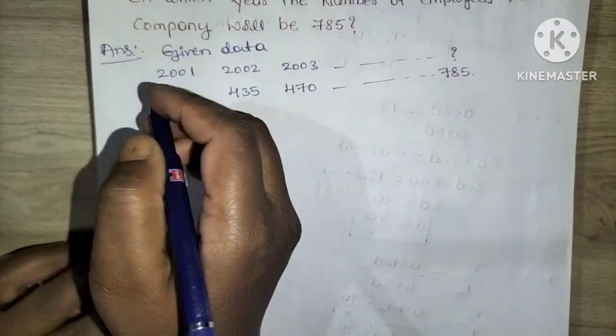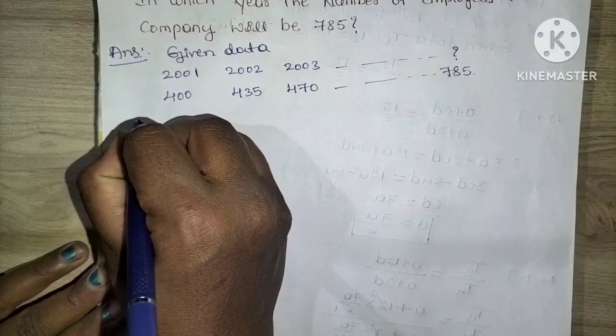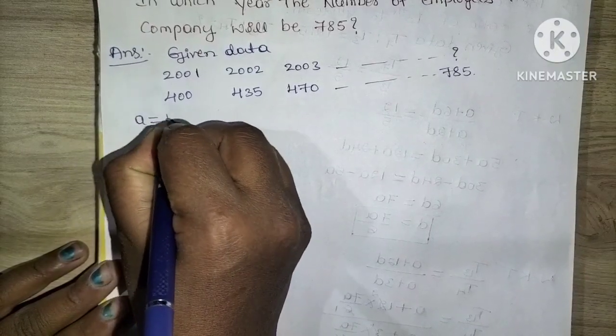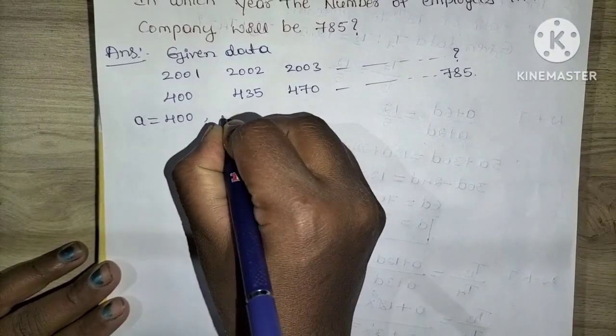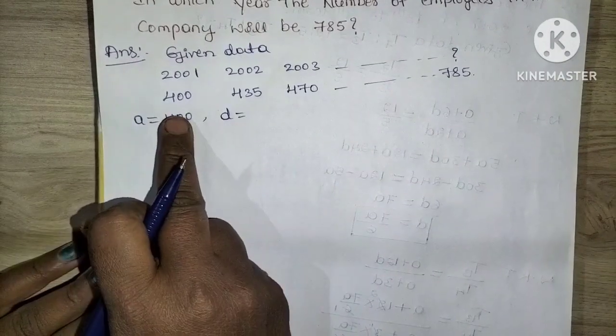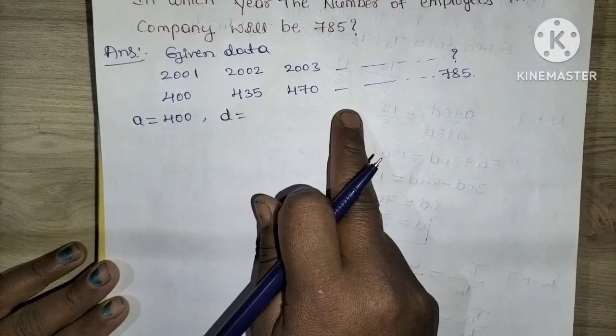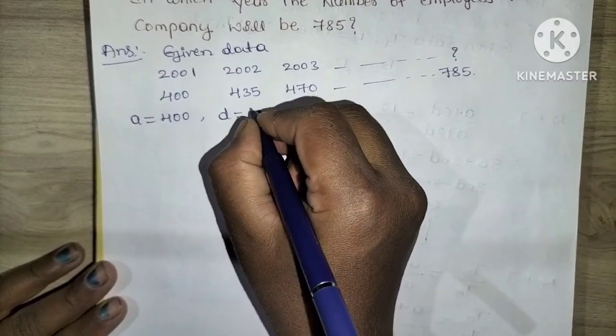So here first we have to write the values. The first term A is equal to 400. Okay. So the common difference in this series is 435 minus 400.